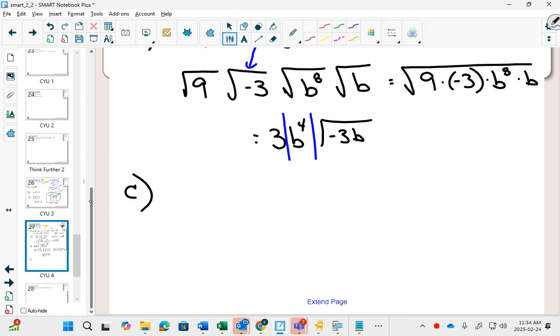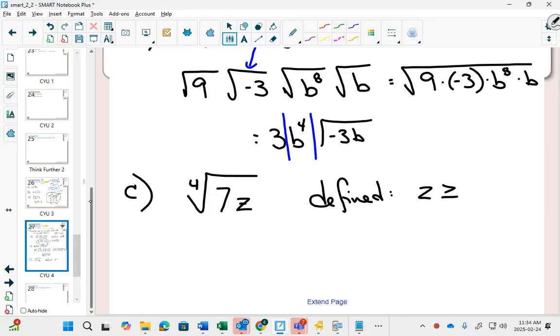Okay, part C. We've got the 4th root of 7z. And we need to figure out where this is defined. Can you think of some that work and some that don't work? Positive works, right? What about negatives? Negatives won't work because it's an even exponent, an even index. Can't be negative inside, so negatives are bad. So z has to be bigger than or equal to 0.